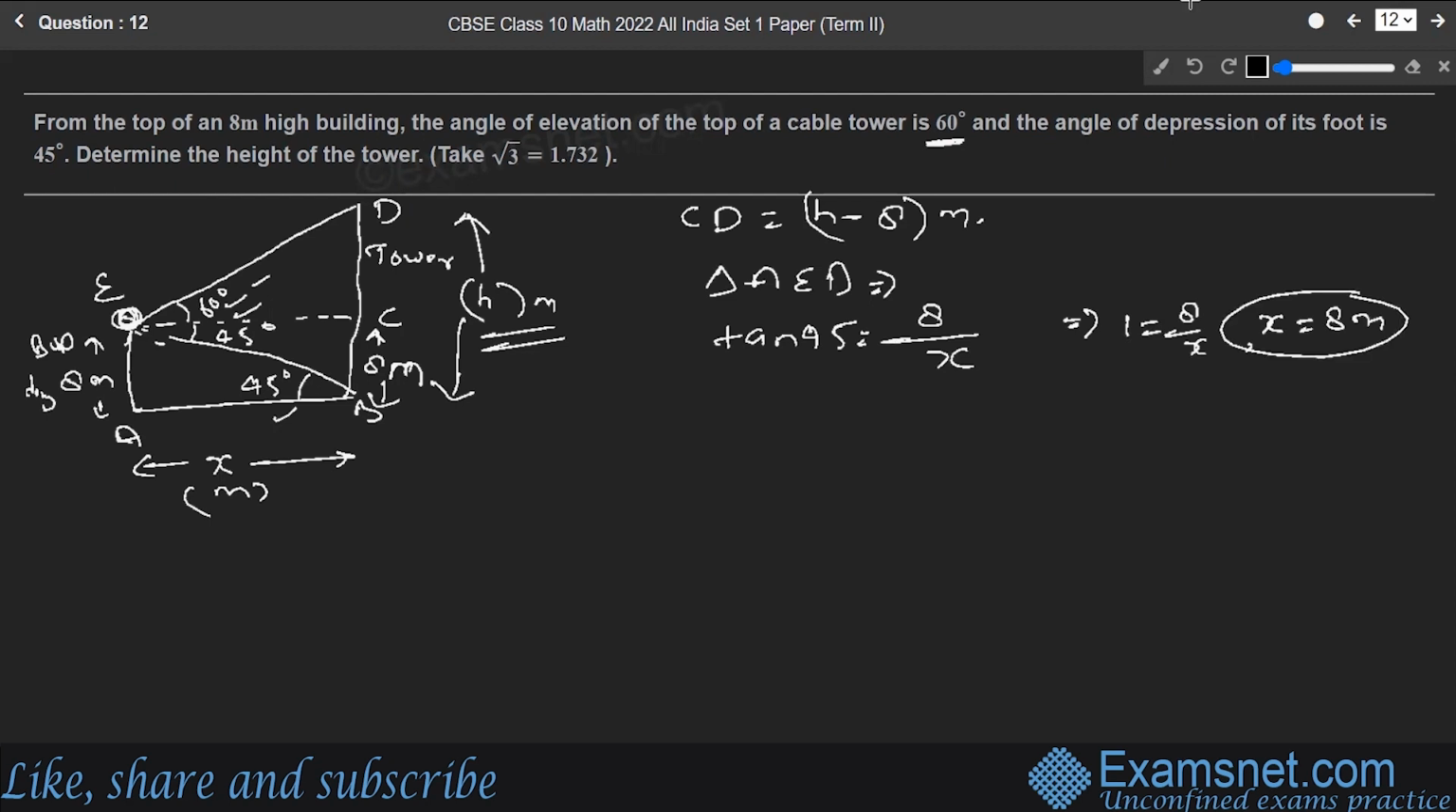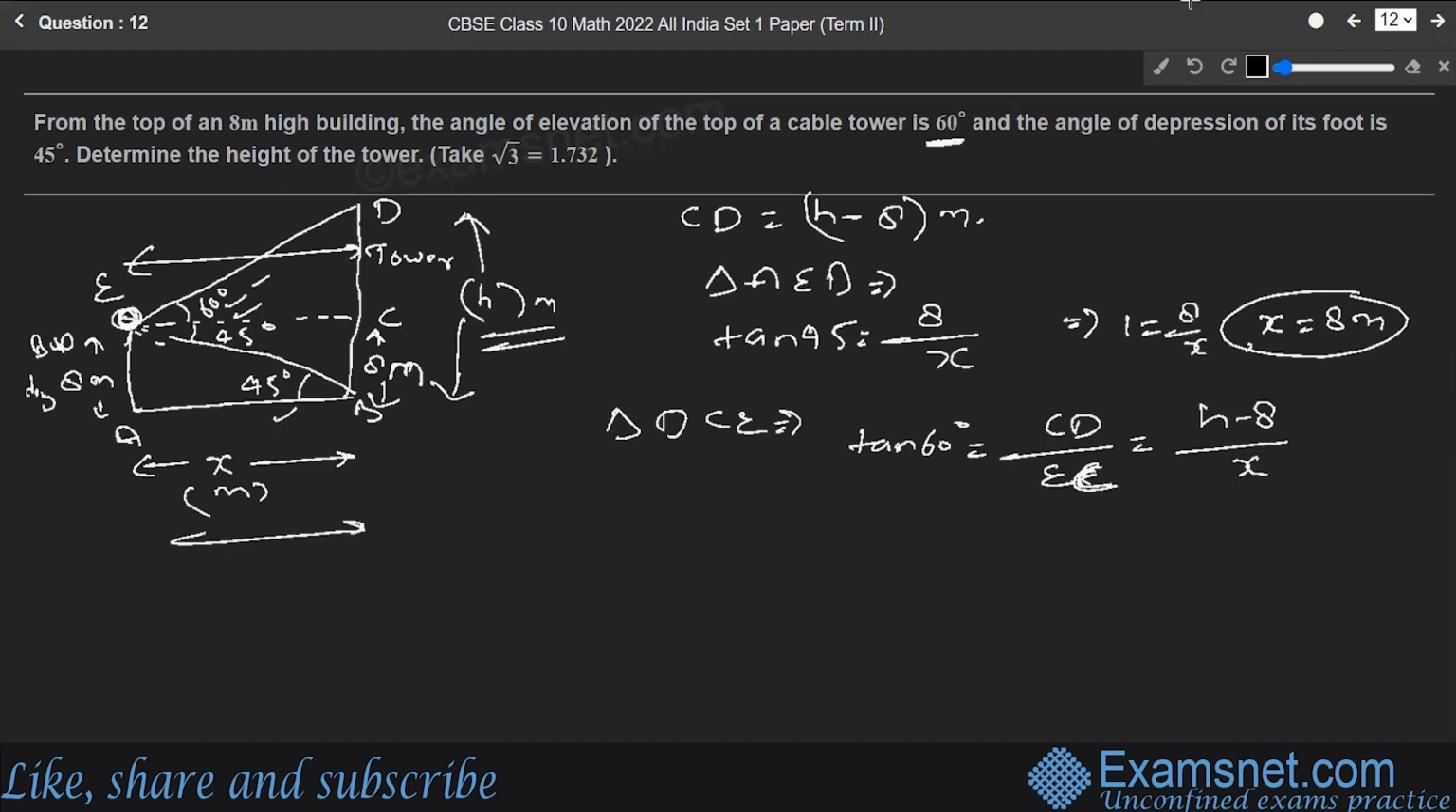Now let us see the triangle DCE. Here, tan 60 degrees is nothing but CD over EC, that is perpendicular upon base. The value of CD is obviously h minus 8, and the value of EC is x. That's what we have assumed, because EC has similar length as AB. So if AB is x, then EC also has to be x. Tan 60's value is root 3. So root 3 is going to be h minus 8 over x.